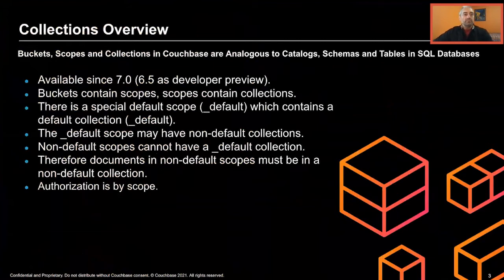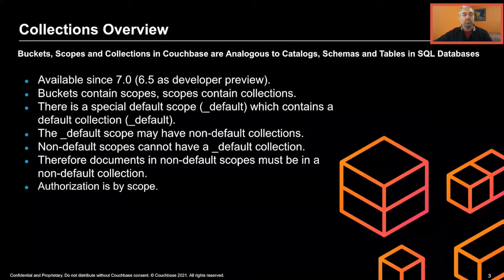The easiest way to think of collections is to think that they're analogous to catalog schemas and tables in a SQL database. So in Oracle, you'll have catalogs, schemas, and tables. In Couchbase, the same idea is conveyed in buckets, scopes, and collections. The collections are available in the server since 7.0 release this summer, and they were available as early as 6.5 as a developer preview. A bucket contains scopes, and scopes contains collections. So just again, like catalogs, schemas, and tables.